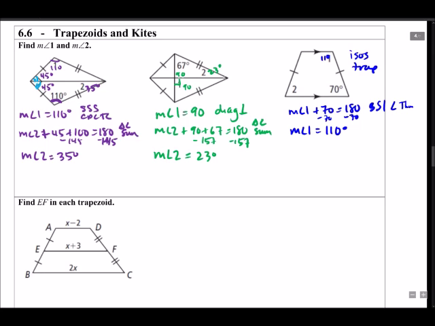So this is 110 up here. And what's the measure of angle 2? Measure of angle 2 is 70 degrees because we've got isosceles, which means our base angles are congruent, which means we could put 110 up here as well. This is 70 degrees. So those were pretty easy.